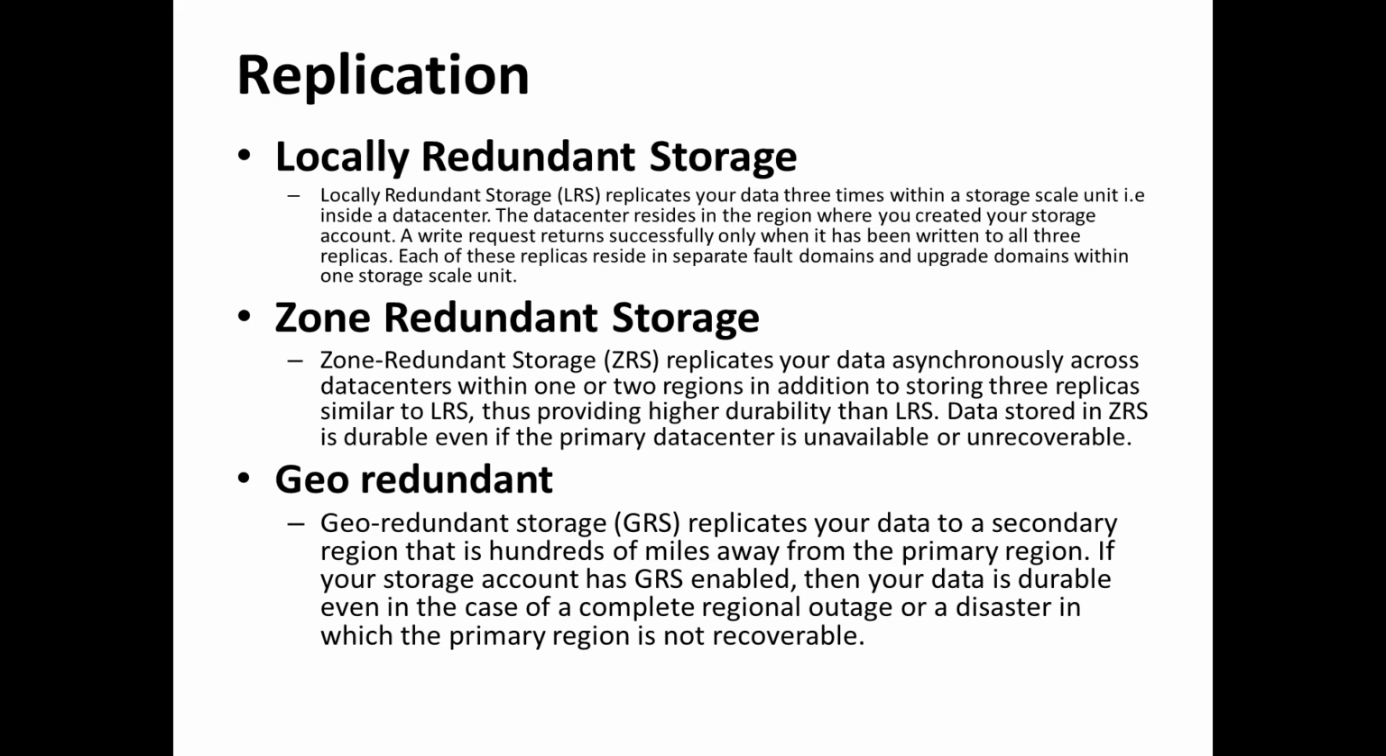There are three types of redundancy we can create: locally redundant, zone redundant, and geo redundant. So what is local, what is zone, what is geo? I think these are the fundamentals of cloud computing. Many of you would have already read or heard these words, but even if you don't know, don't worry, go back and read the basics of cloud computing.